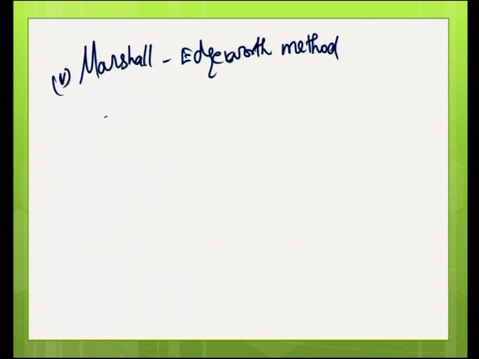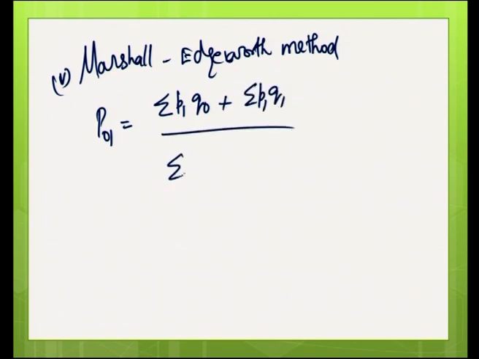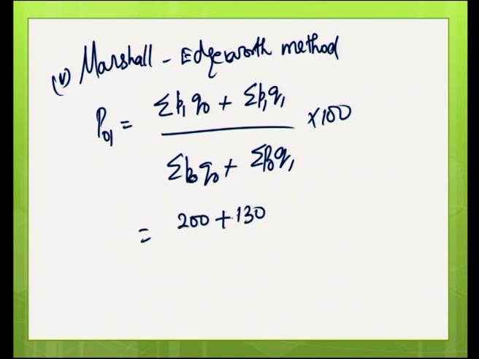The next method we are supposed to calculate is the Marshall-Edgeworth method. Marshall-Edgeworth method is P01 is equal to summation P1 Q0 plus summation P1 Q1 by summation P0 Q0 plus summation P0 Q1. Now, you have to substitute all the appropriate values into 100. 200 plus 130 by 160 plus 103 into 100, which is equal to 125.475.